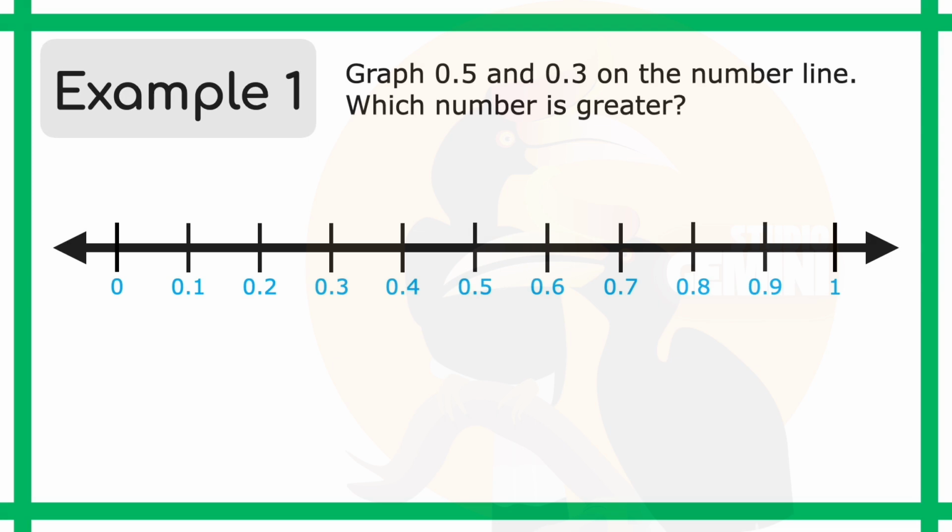Let's graph our first point, 5/10. Here it is, right in the middle, between 4/10 and 6/10. Next, let's graph 3/10. Now that we've graphed both points from the problem, we can compare them to figure out which one is greater. We can see on our number line that the numbers are written from smallest to largest, going left to right. 5/10 is to the right of 3/10. So 5/10 is greater than 3/10.